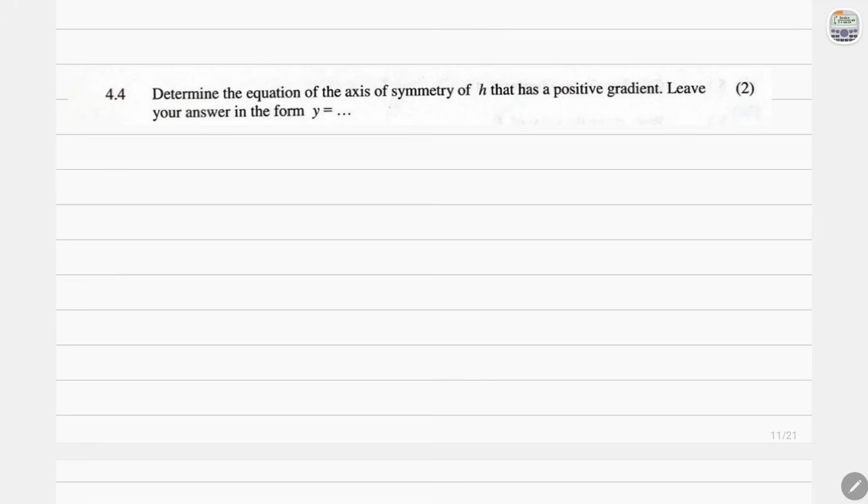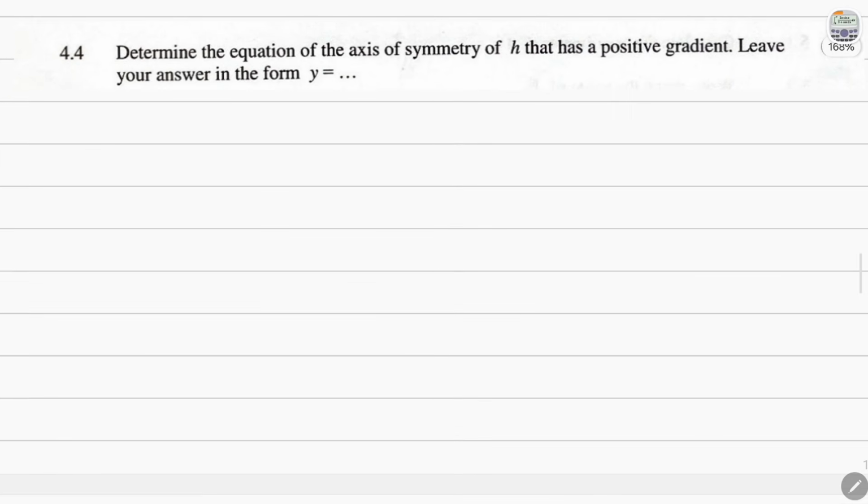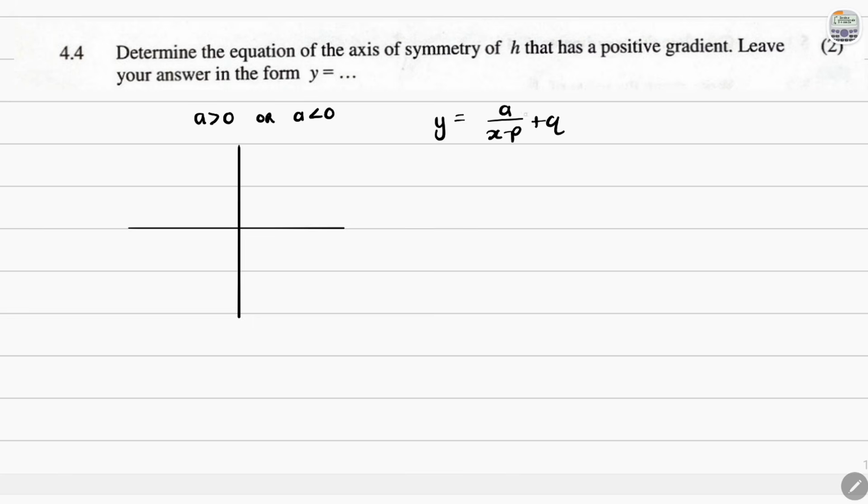Question 4.4 says, determine the equation of the axis of symmetry of h that has a positive gradient. Leave your answer in the form of y is equal to. Okay, so let's just go through a brief explanation on how we find the axis of symmetry of a hyperbola. Regardless of whether a is greater than 0 or less than 0, if the value of a in y equals a over x minus p plus q is greater than 0, then your graph will lie in the first and the third quadrant. And if it's less than 0, it will lie in the second and the fourth quadrant.